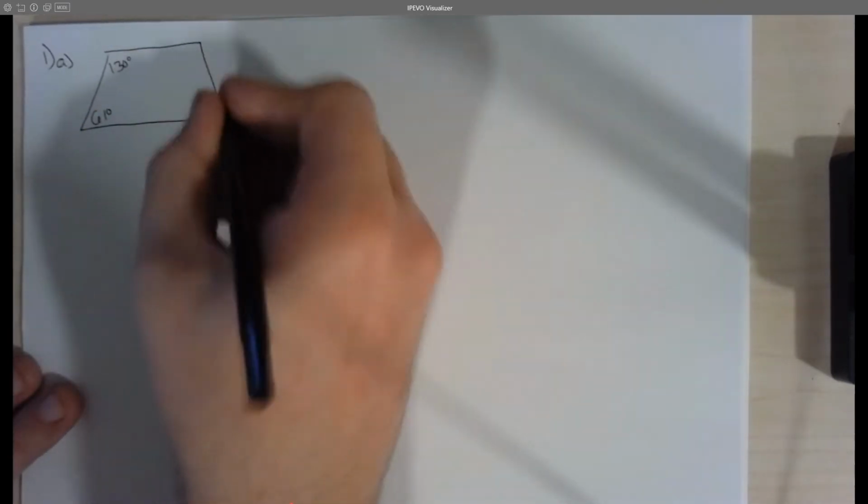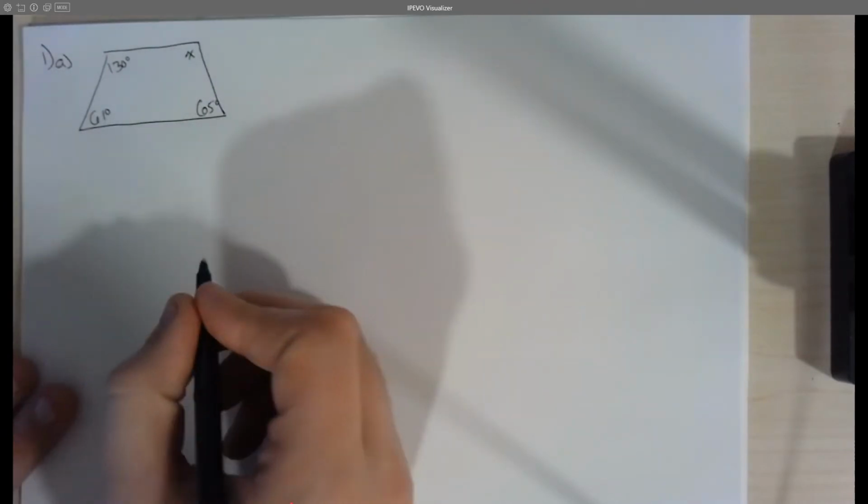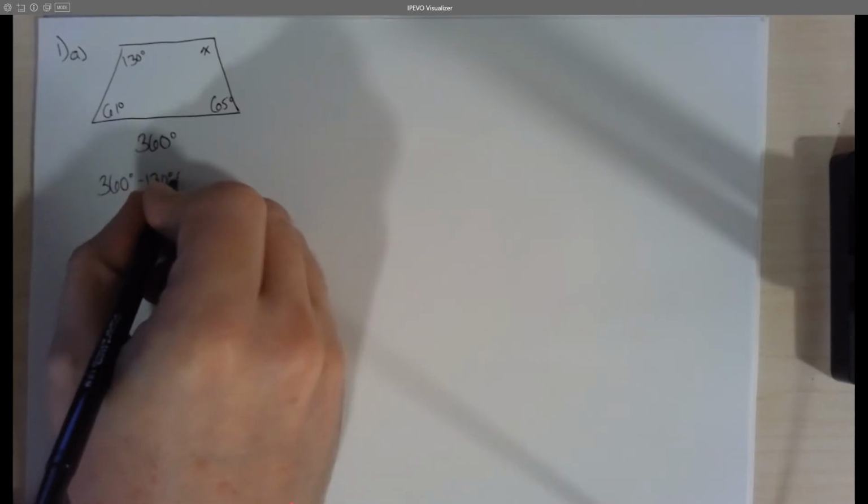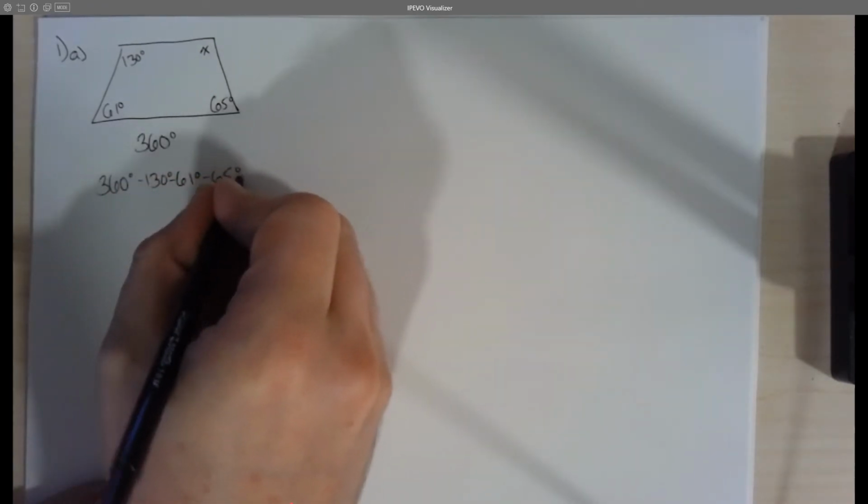So in question 1a, we are given a four-sided polygon. We are told the angles of 61 degrees, 130 degrees, 65 degrees, and we have to figure out the remaining one. That's our x. Well, it is a four-sided shape, so we know that the sum of interior angles is going to equal 360 degrees. I have 3 already. I have to figure out what's left. So if I take that 360 and I subtract what I already know, 130 degrees, 61 degrees, and 65 degrees, I'll get whatever is missing.